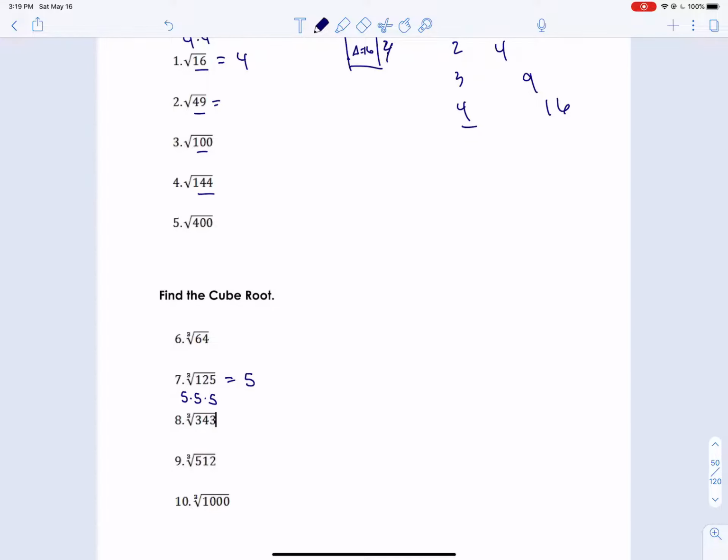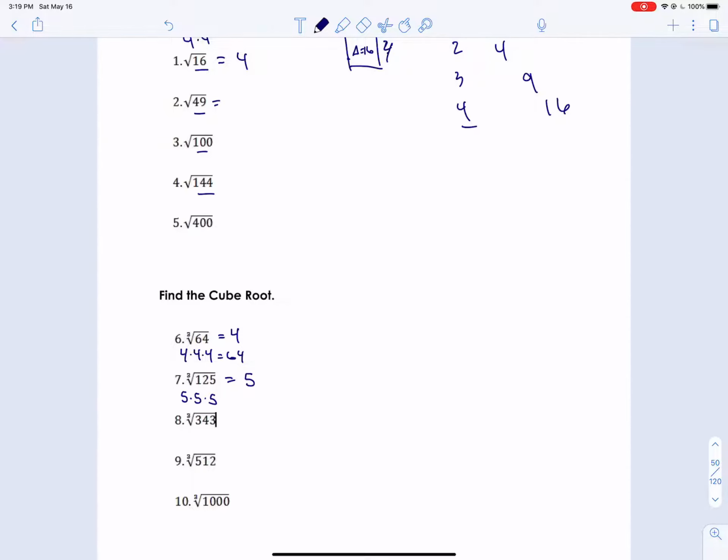So I know it can't be 5, right? So let's try the next smaller one. That's 4. So 4 times 4 times 4. If this equals 64, then our answer is 4. So what's 4 times 4? That's 16, times 4 is 64. So then the cube root of 64 is 4.